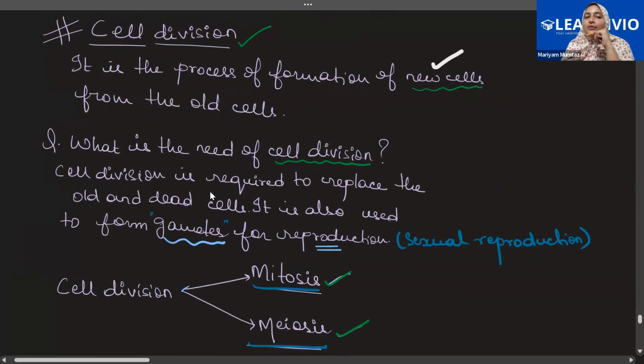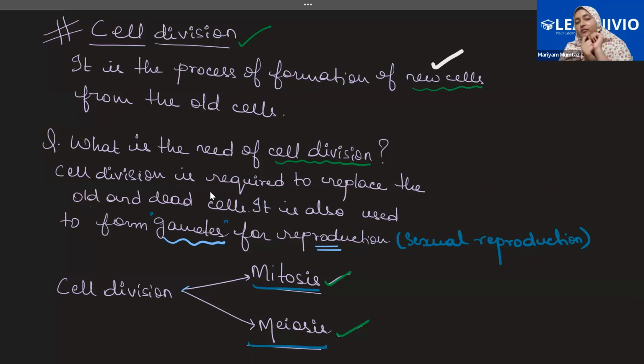Now we'll come to cell division. Now you know that new cells are formed from old cells, right? Rudolf Virchow told us this. So if the cell is forming a new cell, then there must be some kind of division happening. And that is what we call cell division. Now, why do we need cell division? To form new cells.